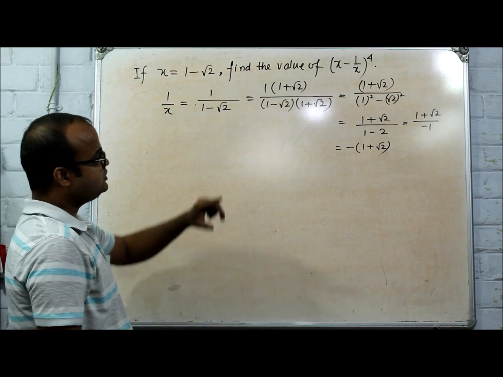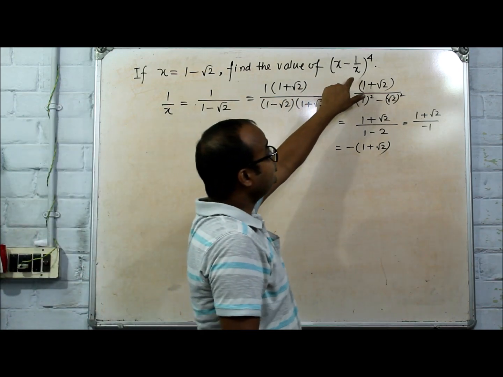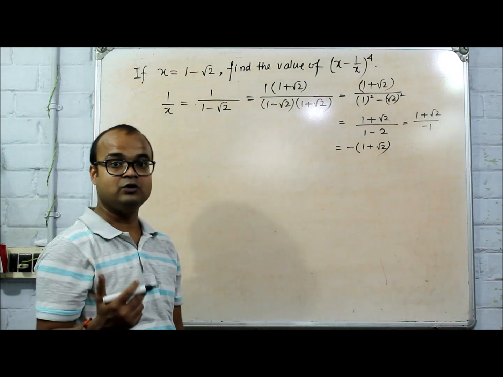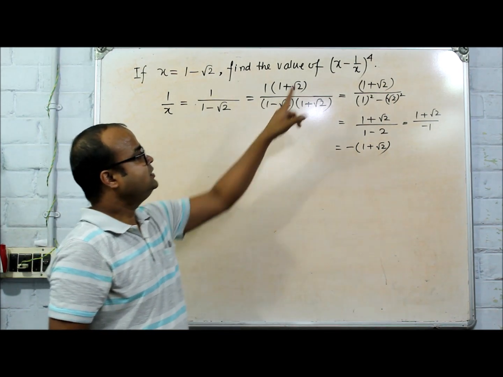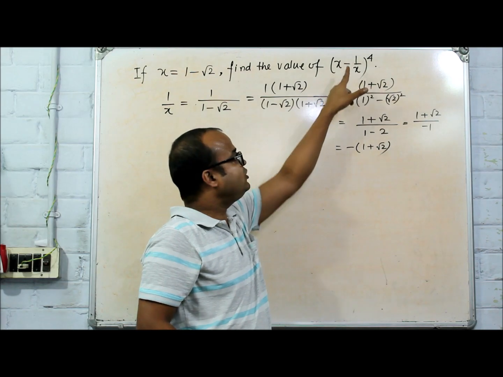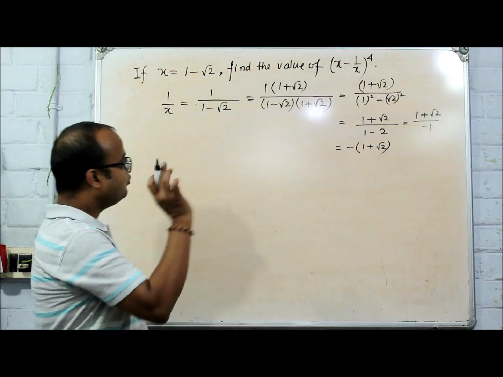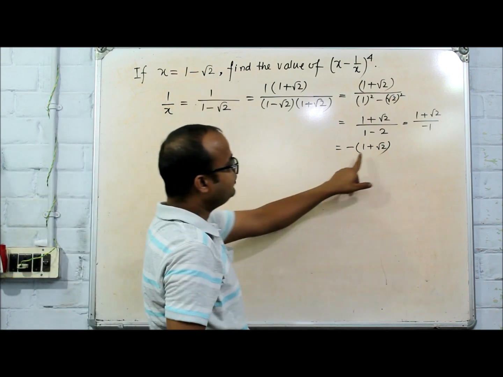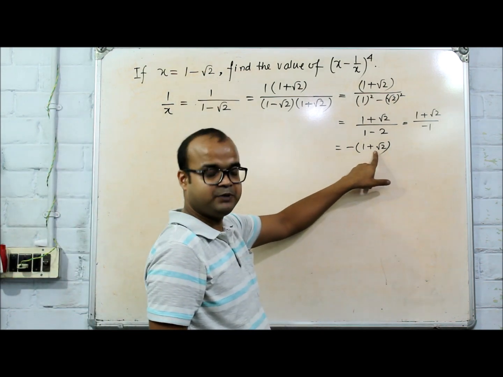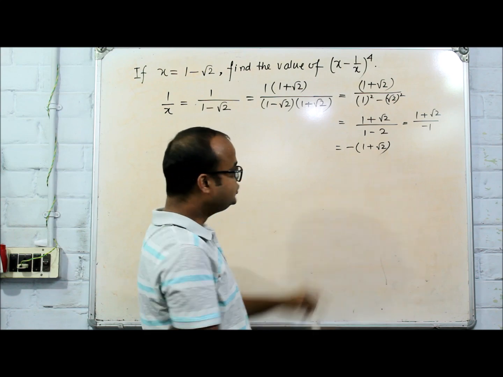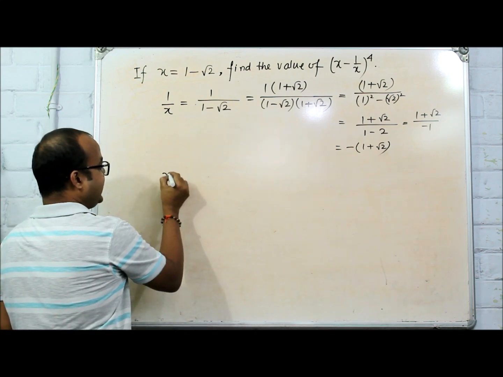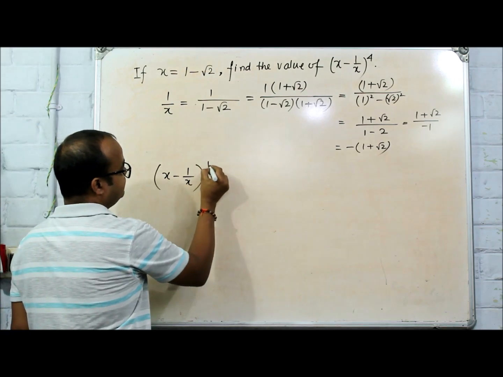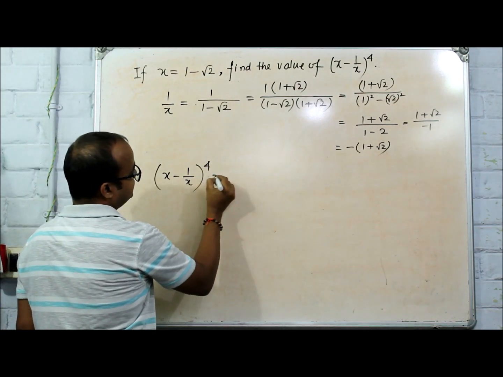Now sometimes students try to substitute this value directly, that will complicate your calculation part. So better, when x is given, find out the value of 1 by x. And one thing, if you remember, x is given as 1 minus root 2, you will get 1 by x as minus of 1 plus root 2. Clear?